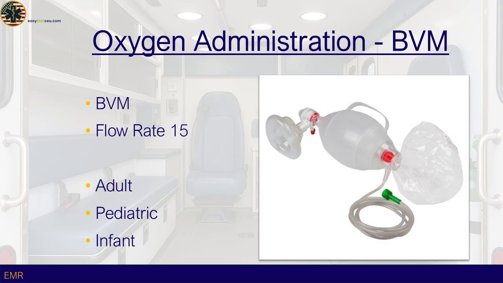Proper use requires skill and practice, as an improper seal or excessive ventilation can lead to complications such as gastric inflation or decreased cardiac output. Effective BVM ventilation requires a good mask seal and proper airway management. The most common technique for a single rescuer is the CE clamp method, where one hand forms a tight seal around the mask using a C shape with the thumb and index finger while the other fingers lift the jaw.